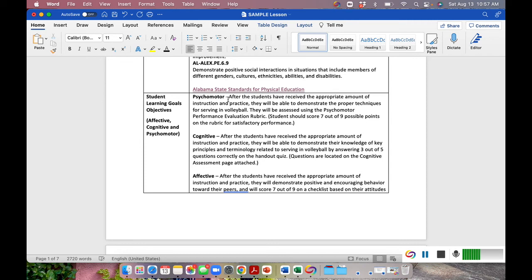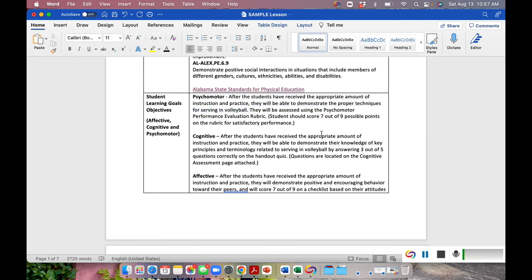You need some criteria. So: after the students have received the appropriate amount of instruction and practice. I really like this because it tells you that they're not expected to come into the lesson knowing this. After they've received the appropriate amount of instruction and practice, they will be able to demonstrate the proper techniques for serving in volleyball.